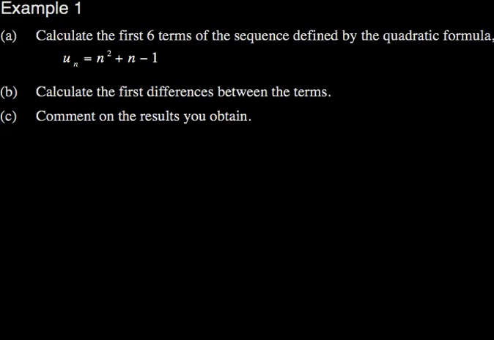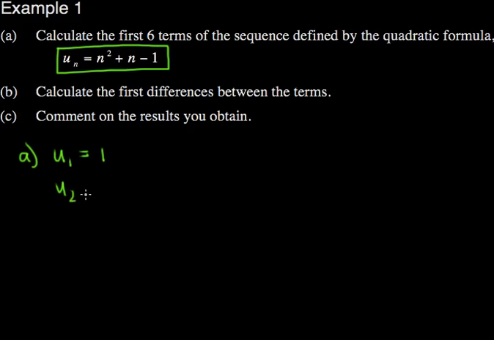In this example, it's going to be slightly different. So it's asking for the first 6 terms of this sequence, and this one is slightly different because it has an n squared in it. But that's not going to be too difficult. We just have to replace our n's with 1s for the first term. So to find the first term, it's u1. We would put 1 squared plus 1 minus 1, which is 1.